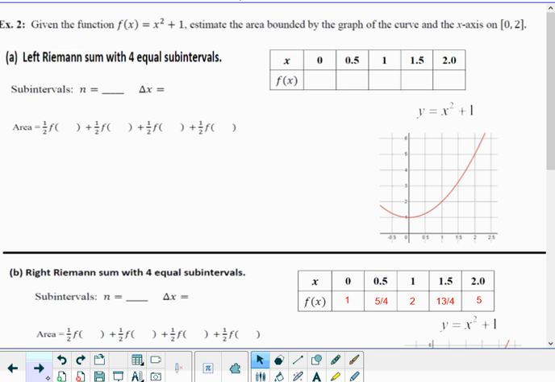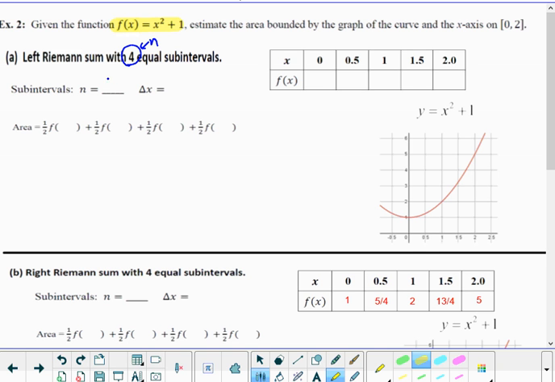Given the function of y equals x squared plus 1, this time they gave us the formula, didn't they? Maybe take your highlighter and note that to yourself that we do have a formula. Estimate the area bounded by the graph of the curve and the x-axis on 0 to 2. And I look at my graph, I look at my chart, and I've got 0, half, 1, 1.5, 2. Part A, do a left Riemann sum using 4 subintervals. So n is 4, isn't it?